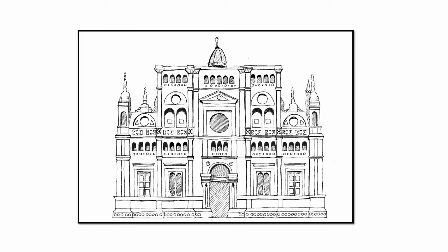Certosa di Pavia in Lombardy, northern Italy, is a monastery and complex completed in 1495. The Certosa possesses an important collection of stained glass windows as well as many notable decorative sculptural works. It was designed by the architect Marco Solari.